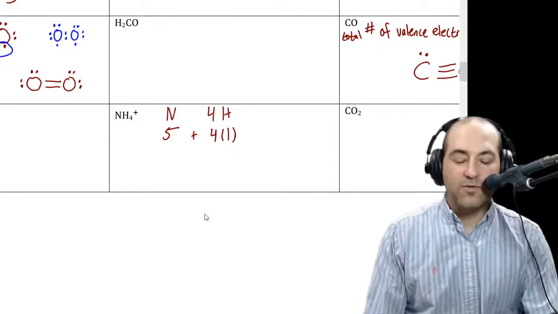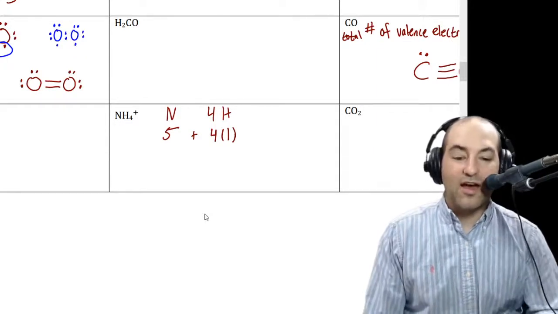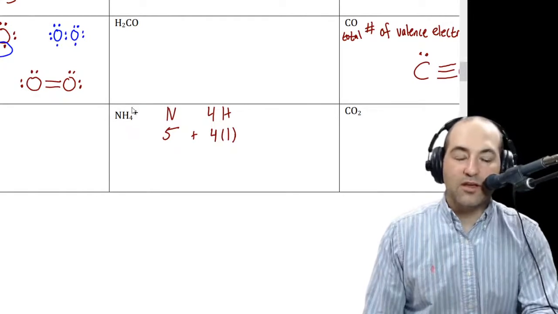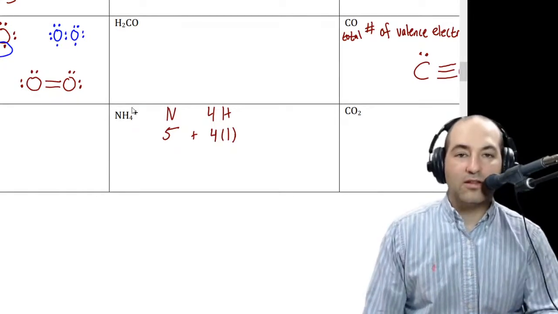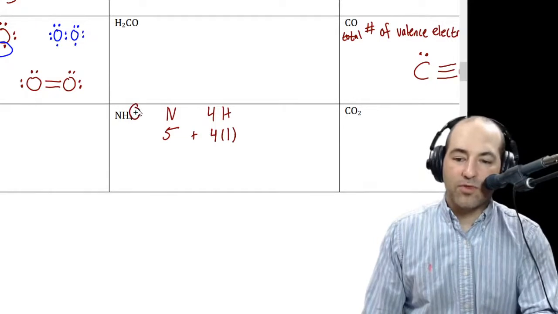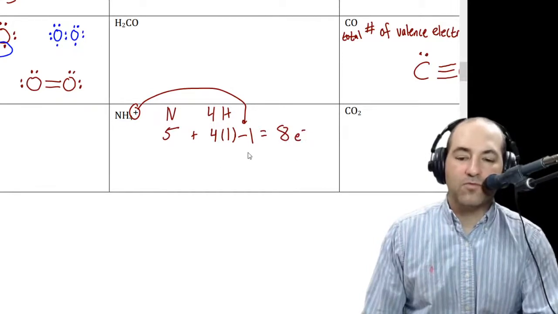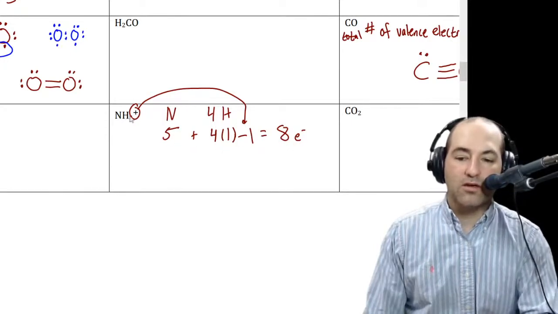I mean, 5 plus 4 is 9. That is an odd number. Yeah, it's the positive charge that changes things. Positive charge means it's missing an electron, or it has 1 less electron. So we have to correct for that in our count. We have to subtract 1 electron. So our real total of valence electrons for this compound is 8: 5 plus 4, and then minus 1 because of the plus 1 charge.